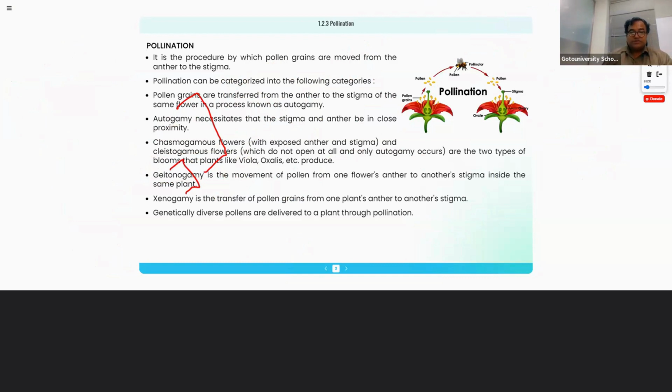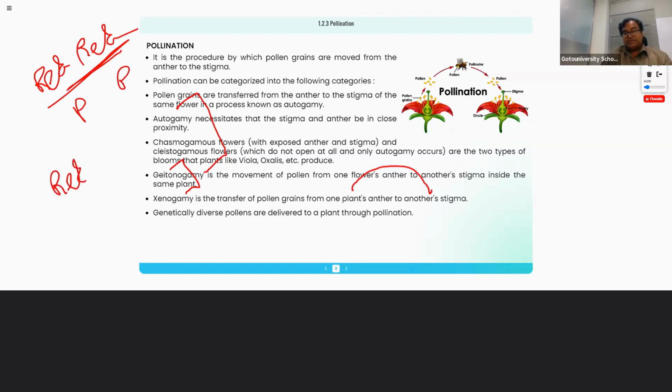Xenogamy denotes the transfer of pollen from one plant to another plant. Might be of the same variety, might be of a different variety. So same variety and different variety, I'll give an example for you. Between the red hibiscus and red hibiscus, or the red hibiscus plant and the rose hibiscus plant, I can give these as examples for xenogamy.